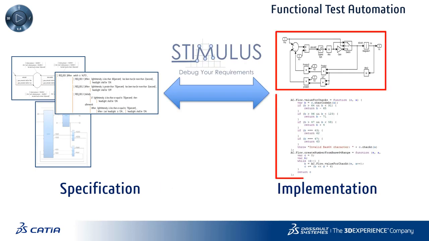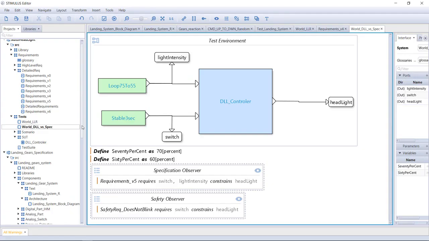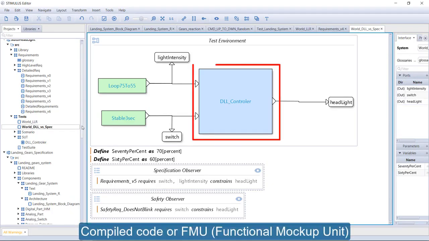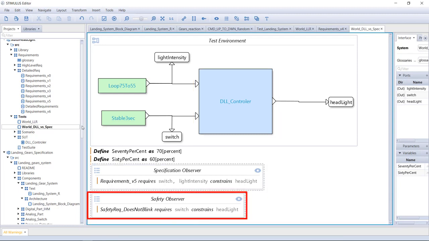Once a design model or some code has been developed, it can be tested automatically in Stimulus. Simply drag and drop the compiled code or an FMU instead of the specification and use the latter as an observer. Here we have a second observer containing a safety requirement.